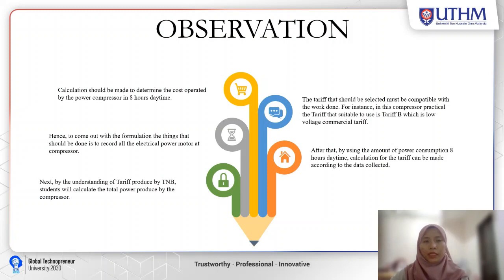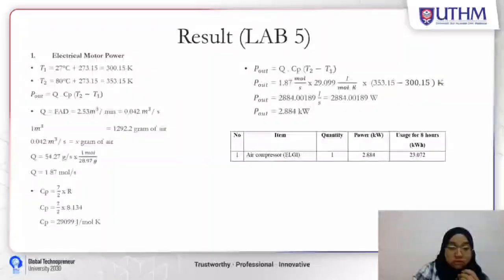After that, by using the amount of power consumption over 8 hours of daytime, calculation for the tariff can be made according to the data collected. Next, we go to the result. First things first, we must know the power, and then we must calculate the usage for 8 hours. So from the data, we must get the Q, the Cp value, and temperature 2 and temperature 1.